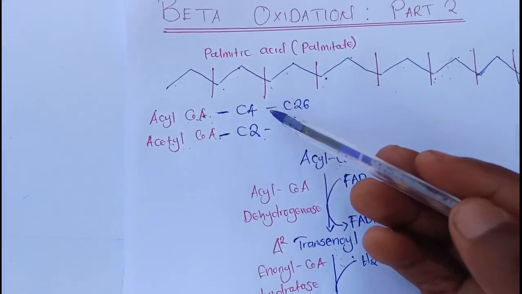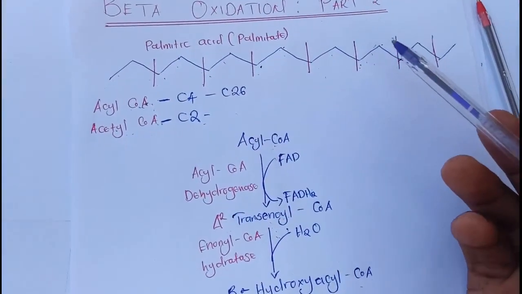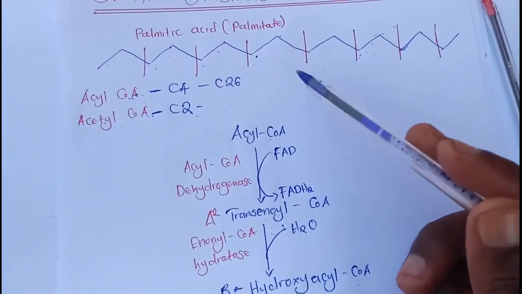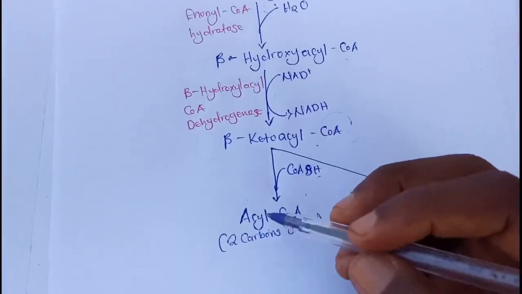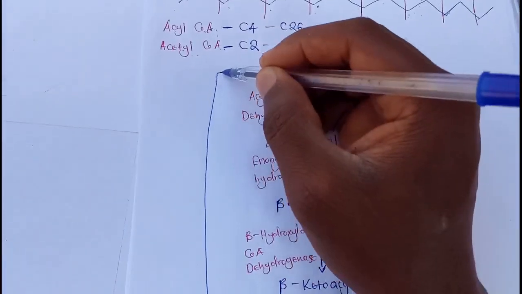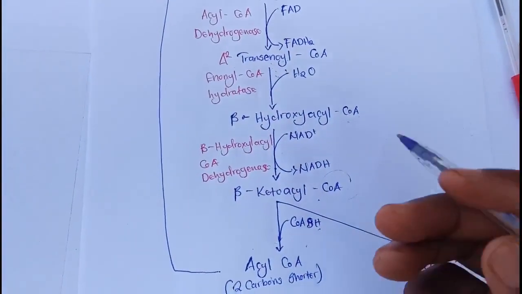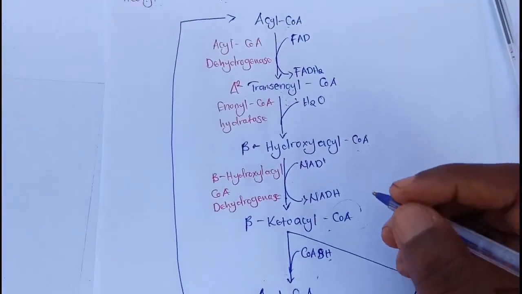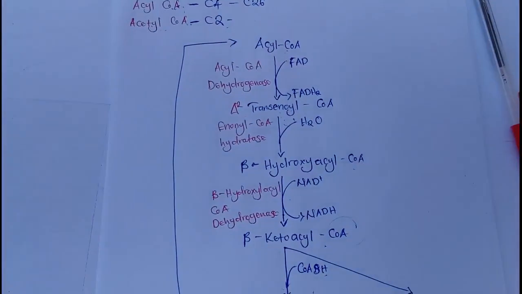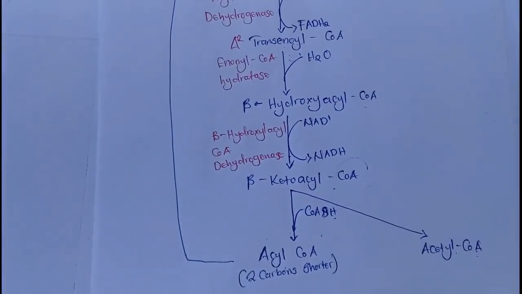So if we had palmitic acid, which is 16 carbons right now, our next acyl CoA will be 14 carbons. And then it will now undergo the same steps. It will go back and restart the what? The cycle, and then the cycle continues. So we're going to talk about how to calculate the energies from whatever we've talked about here. So to calculate that, let's jump into it.